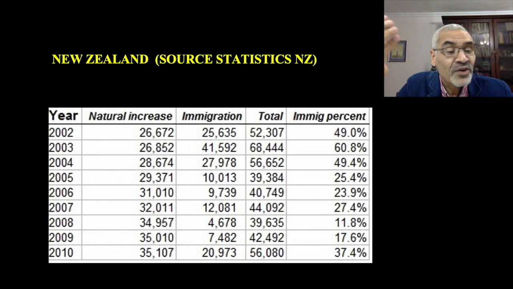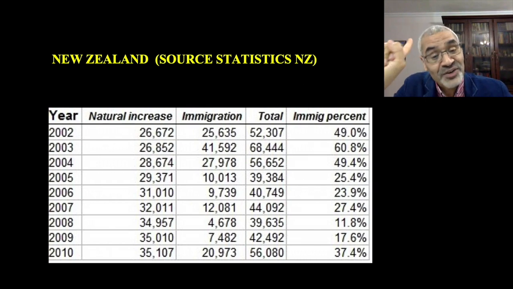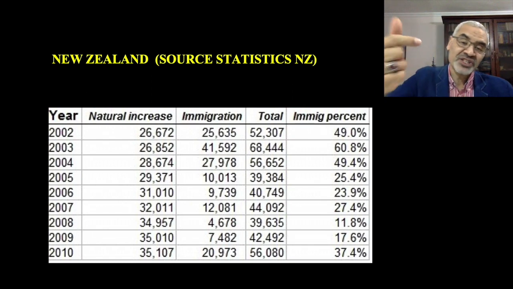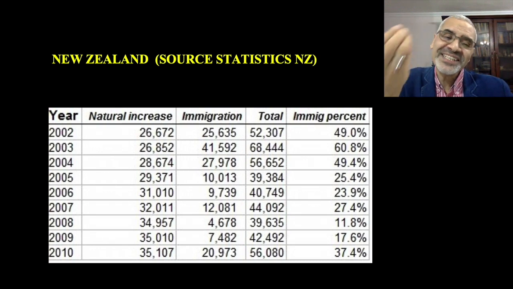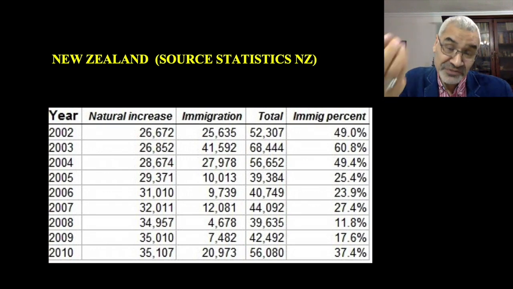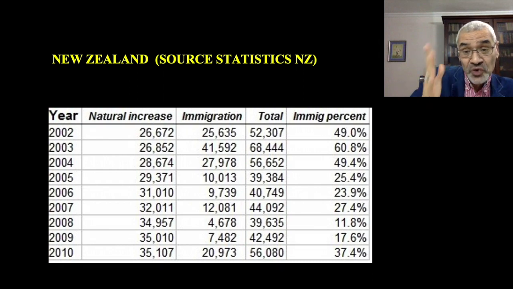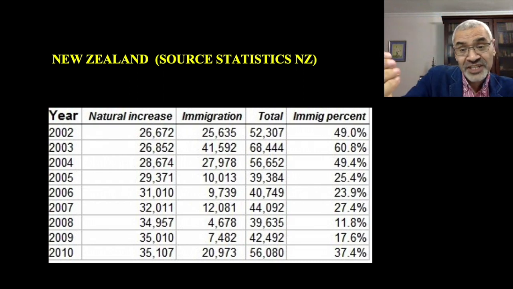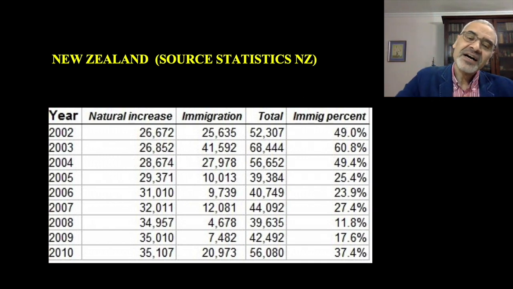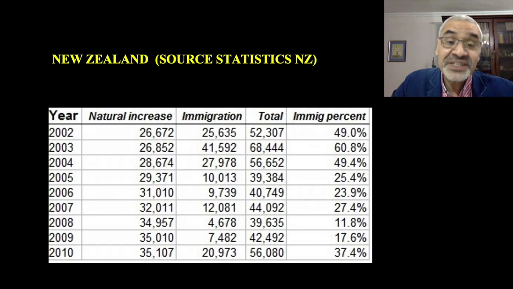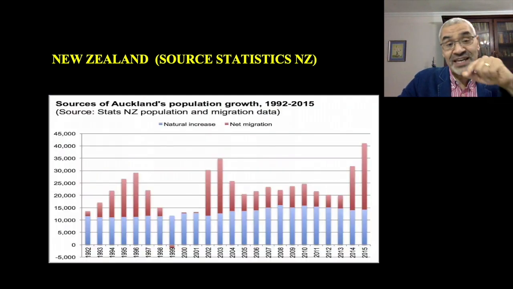to the country were almost 21,000. They represent 37% of the population. So the last column shows the percent contribution of migration to the increase of the population of New Zealand. So this shows the importance of migration to the extent that it reached in 2003 to more than 60% of the increase of the total population of New Zealand.